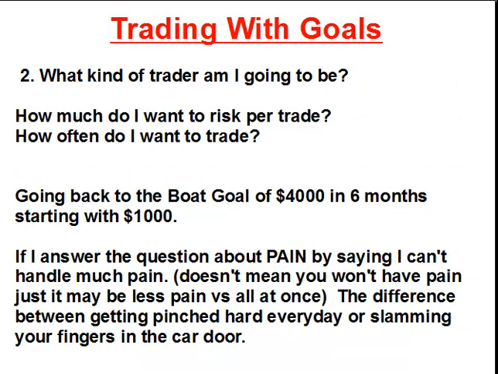Second thing you really need to look at is what kind of trader am I going to be? How much do I want to risk per trade? How often do I want to trade? Going back to the boat goal of $4,000 in 6 months, starting with $1,000, if I answer the question about how much pain I can handle by saying I can't handle much pain, that doesn't mean there won't be pain if you decide to do really conservative money management. It just won't happen all at once.